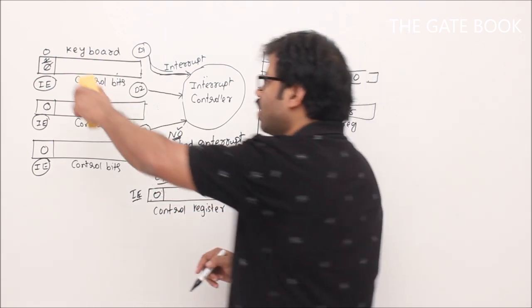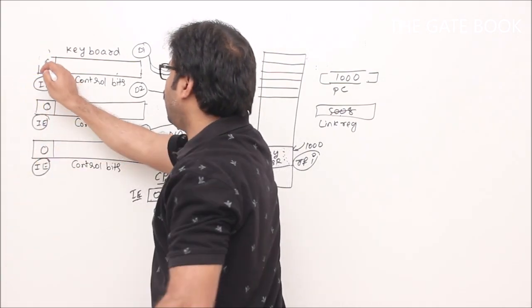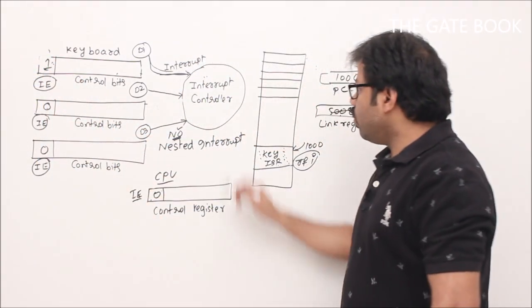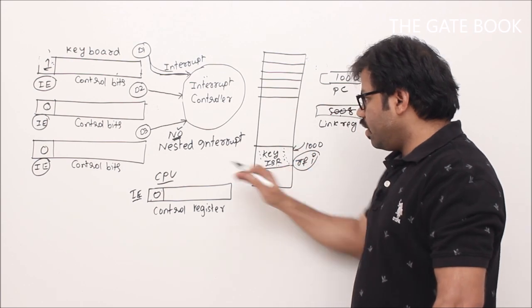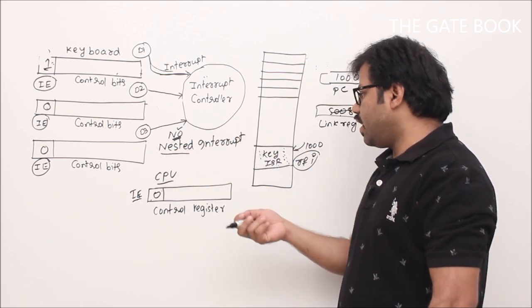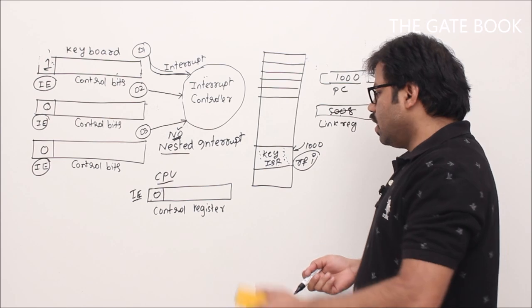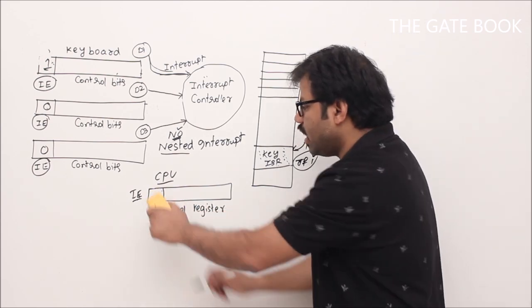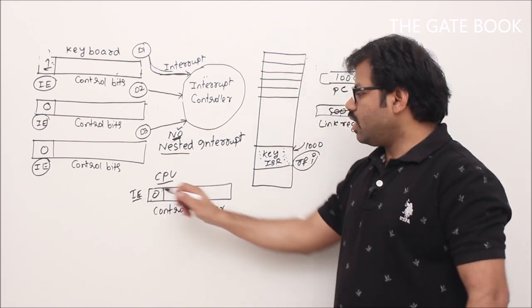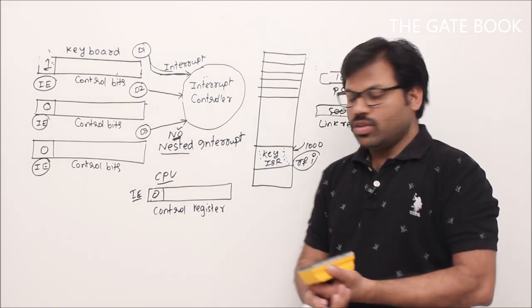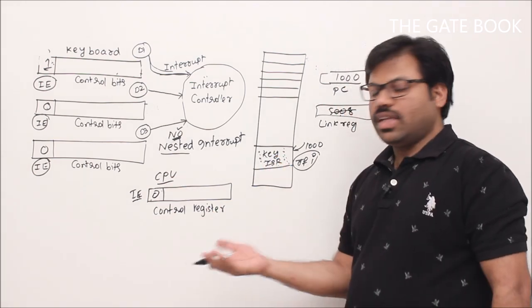Second alternative, sir, can I do one thing? What is that? I don't touch this bit, but whenever a keyboard generates an interrupt, because I want at most one interrupt and I don't want nested interrupts, can I make this CPU's IE bit 0? Yes. If you make this CPU's IE bit 0 through your interrupt service routine, then what happens?